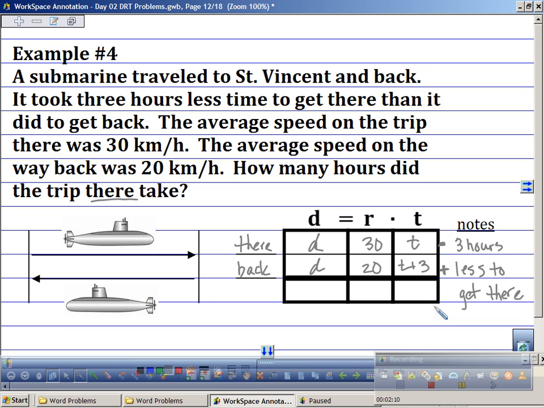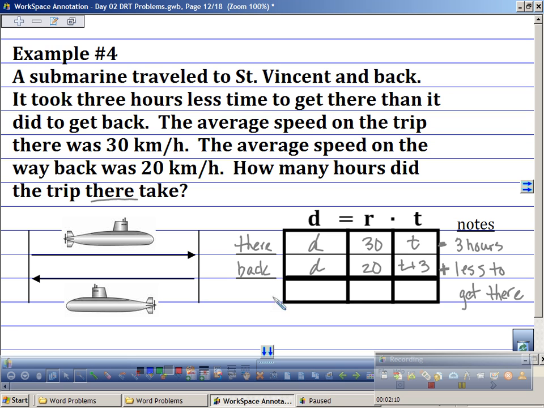Are you writing anything down? Yes. Okay, good. This is the hardest part. But my best advice to you is to write your little notes, make sense of them. If 3 hours less means less, and this means more, then put a real number in there and say, okay, let's pretend it took 10 hours. If it took 10 hours to get there, how long did it take to get back? 13 hours. 3 hours more. So if it takes more, then you know you got to add.